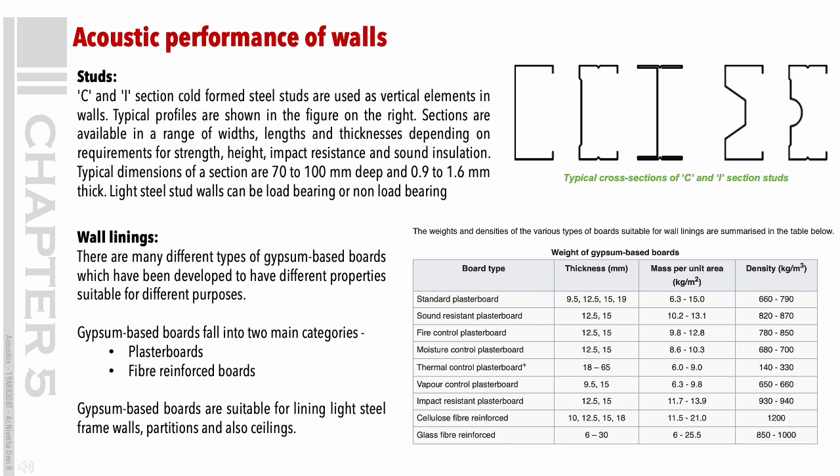Light steel stud walls can be load-bearing or non-load-bearing. Wall linings. There are many different types of gypsum-based boards which have been developed to have different properties suitable for different purposes. Gypsum-based boards fall into two main categories. Plasterboards. Fiber-reinforced boards. Gypsum-based boards are suitable for lining light steel frame walls, partitions and also ceilings.